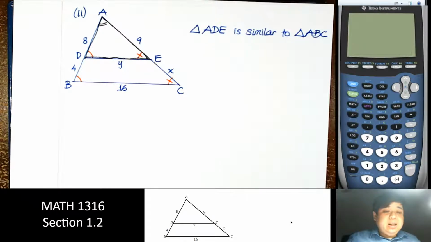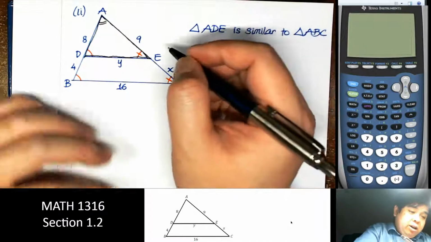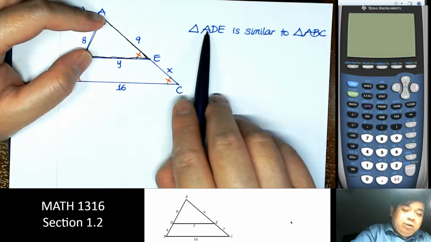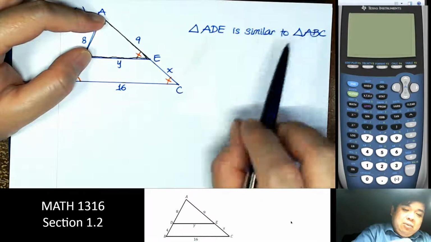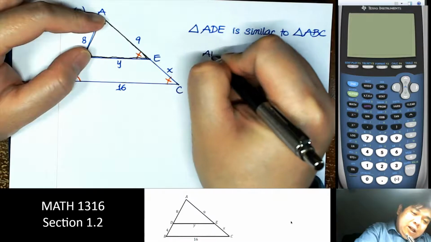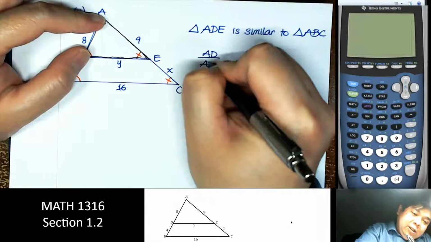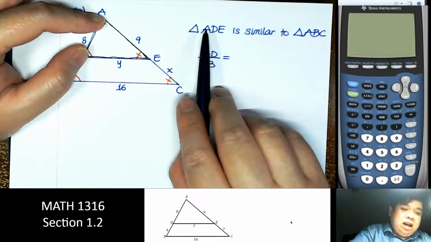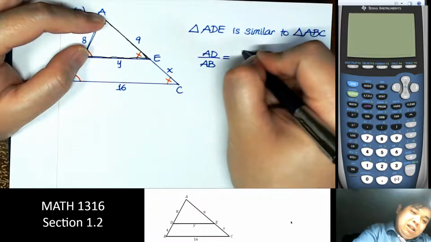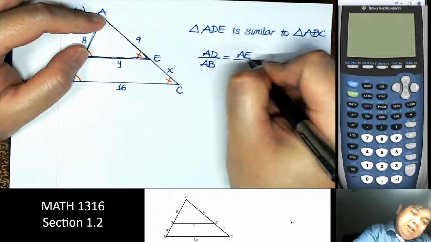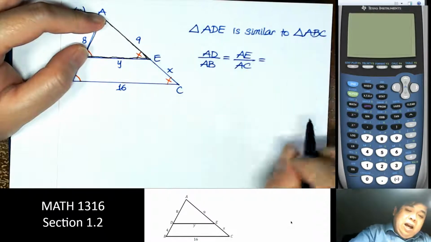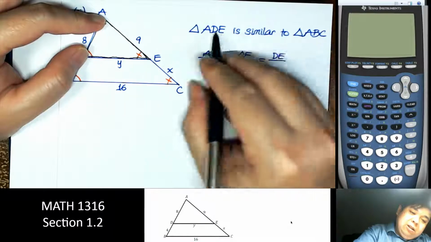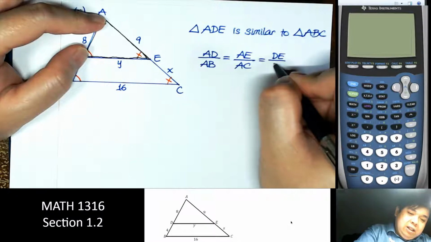So in which case, because they are parallel, the sides will be proportional. So the first two, AD, AB. So AD over AB is the same as first and the last, AE, AC. And the last two, DE over BC.